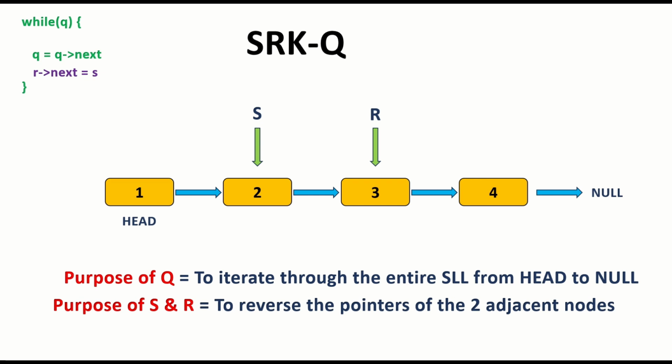What exactly happens is R, which is sitting between S and Q and which is pointing to Q, will now be removed from there and it will point back to S, which is what I have written on the top left, R next equal to S. Now this will reverse the pointer. I hope you guys have got it so far. We have understood that there will be three pointers S, R and Q in the same order, just like SRK. That's the way you can remember. And what is the purpose of Q? To iterate through the entire linked list, and the purpose of S and R is to reverse the pointers.